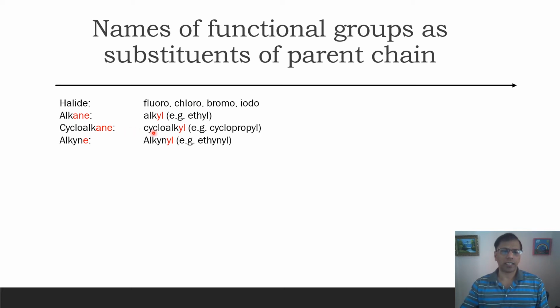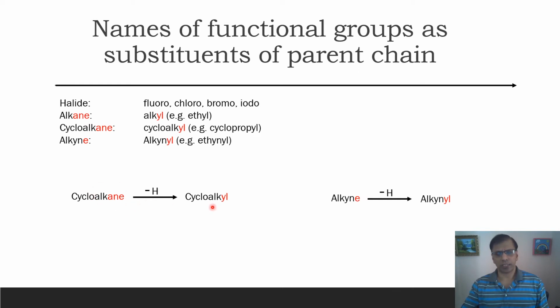Similarly with cycloalkanes, when they are substituents, they are called cycloalkyl groups. Examples are cyclopropyl, cyclobutyl, cyclopentyl, and so on. In the case of alkynes, when alkynes are substituents, they are called alkynyl, for example when a triple bond is a substituent on the parent chain. I've highlighted that when you lose a hydrogen, the cycloalkane becomes cycloalkyl, and similarly the alkyne becomes alkynyl.